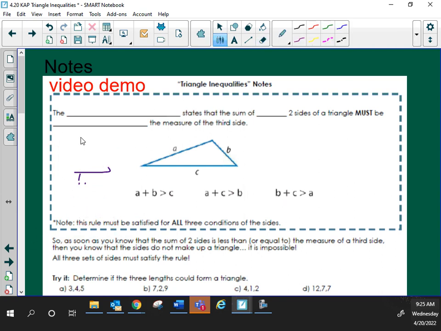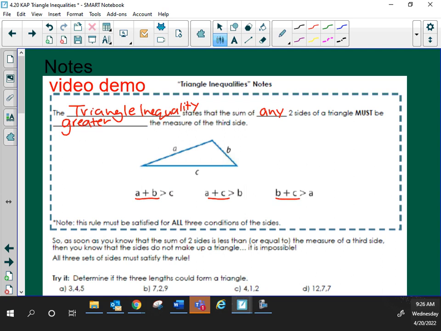All right. So the triangle inequality is basically what we're focusing on today. The triangle inequality states that the sum of any two sides must be greater than the measure of the third side. And that makes sense in my mind, because when you add two things, it should be more than the other one just standalone. Okay? And again, you should be able to do this with any pair. So A and B, A and C, and B and C.